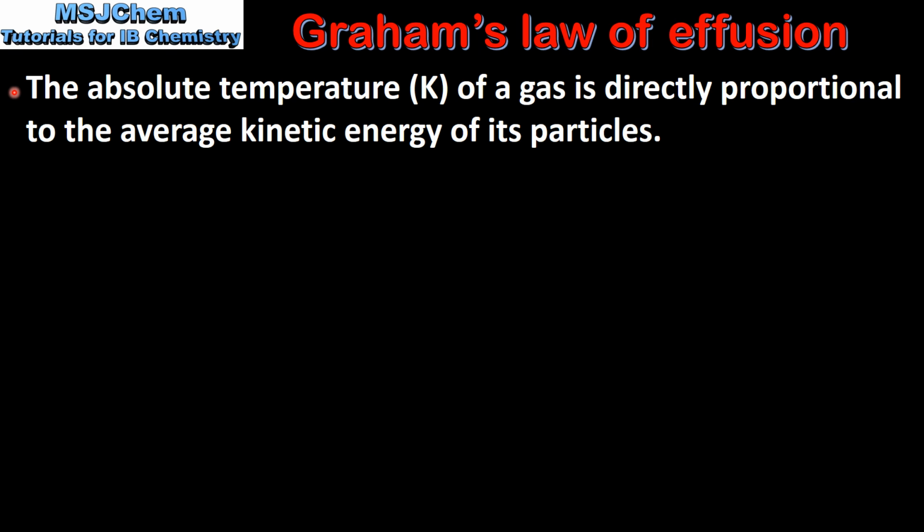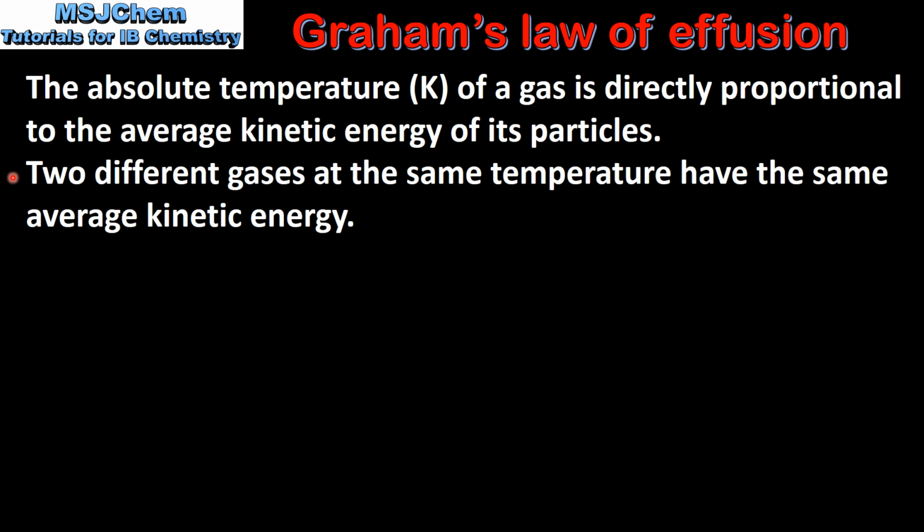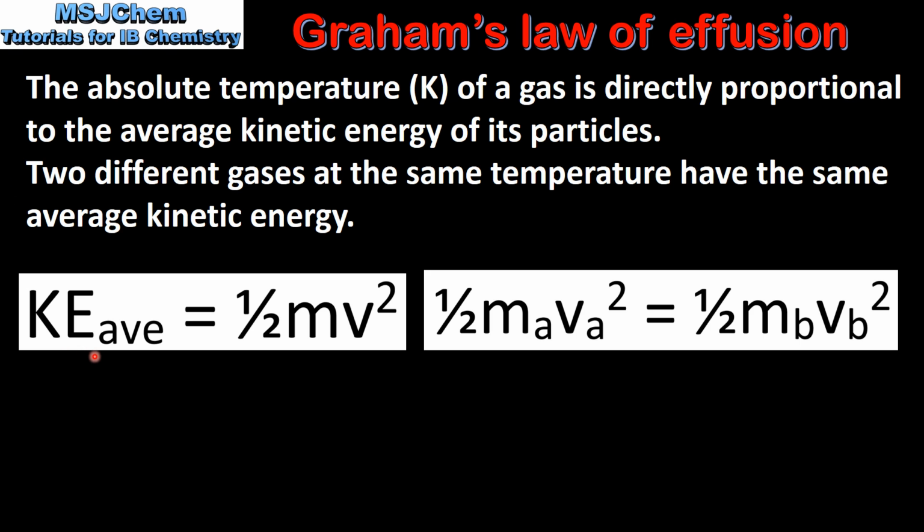According to kinetic molecular theory, the absolute temperature in Kelvin of a gas is directly proportional to the average kinetic energy of its particles. Therefore, two different gases at the same temperature have the same average kinetic energy. The average kinetic energy of a gas is equal to half the mass times the average velocity squared. For two different gases, A and B, half times the mass times the velocity squared of gas A equals half times the mass times the velocity squared of gas B.